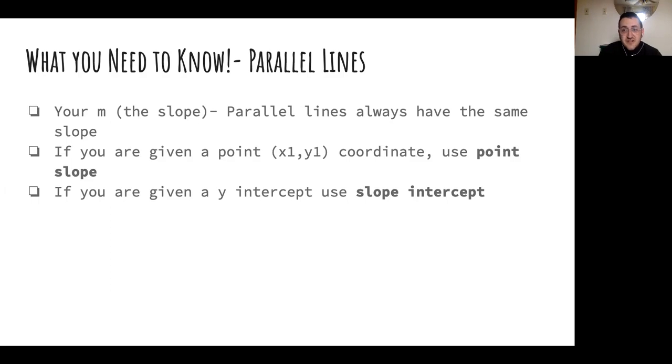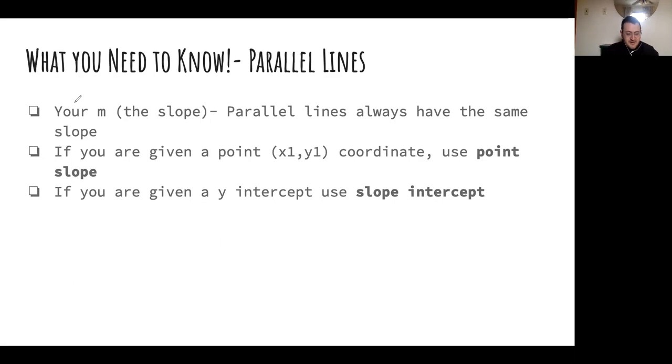Delta Math actually accepts both point-slope and slope-intercept form. And it is my suggestion that if you are given a point, like an x, y coordinate, you use point-slope form, and if you have a slope and a y-intercept, you use slope-intercept.